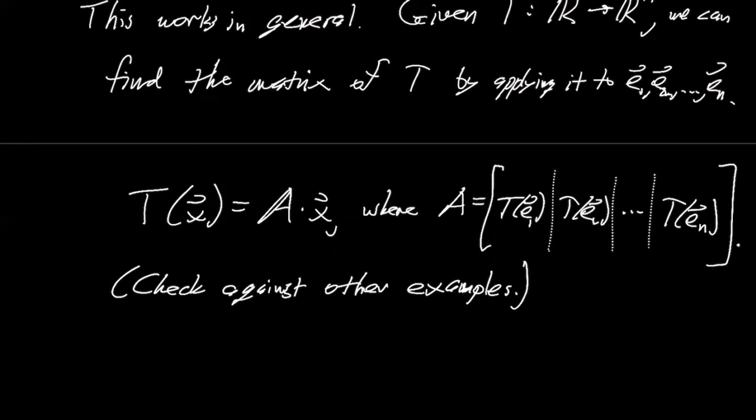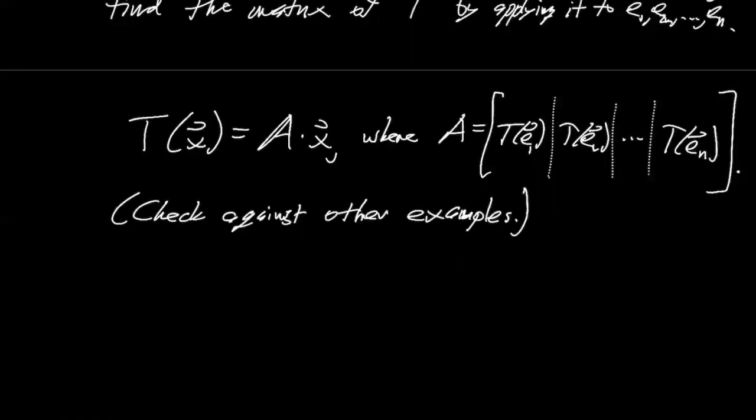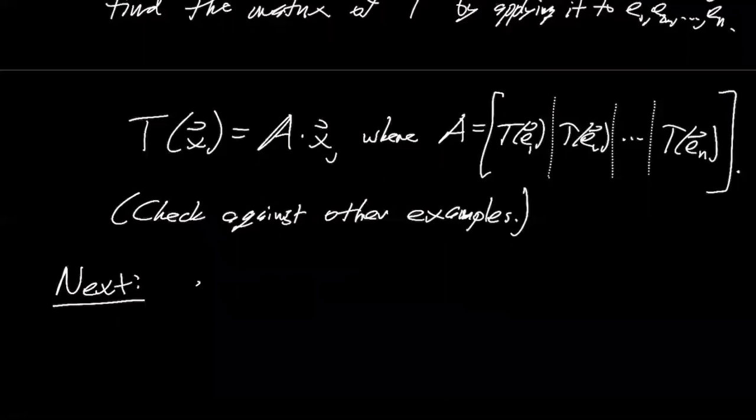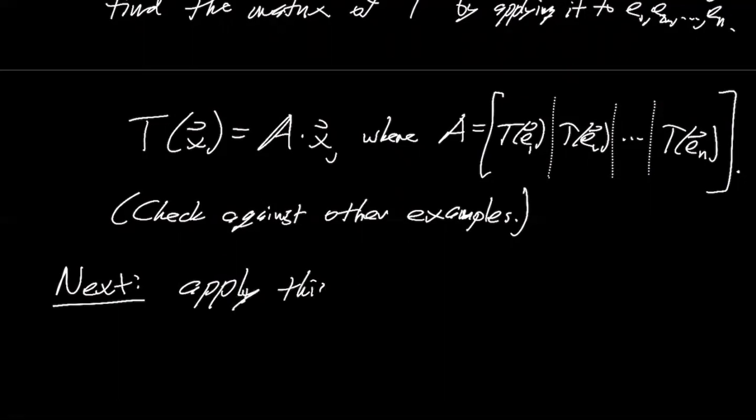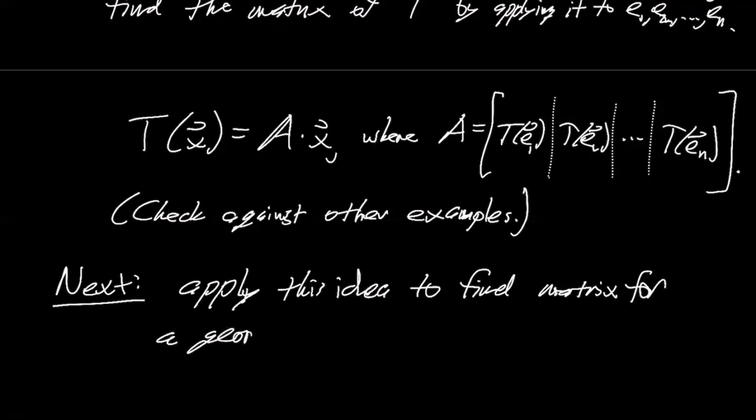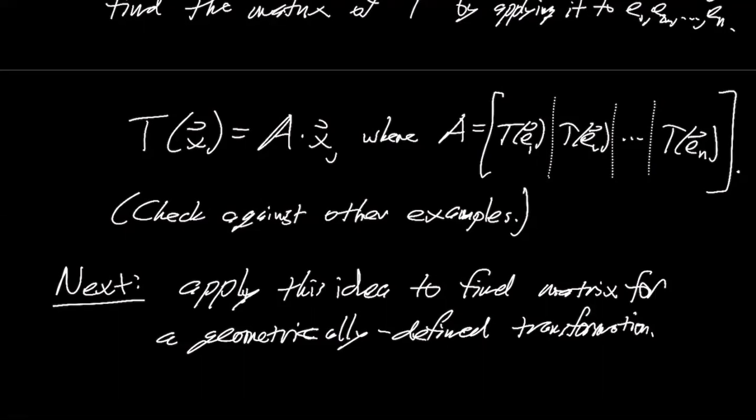Okay, and the application is that all the next few videos are going to be about geometrically defined transformations. So next, we're going to apply this idea over and over again. I'll show you how, but let me just tease it: we will apply this to find the matrix for a geometrically defined transformation. By that, I mean something like a rotation or a reflection or a projection. I'll talk about all these. So go on to the next videos to see this in action.